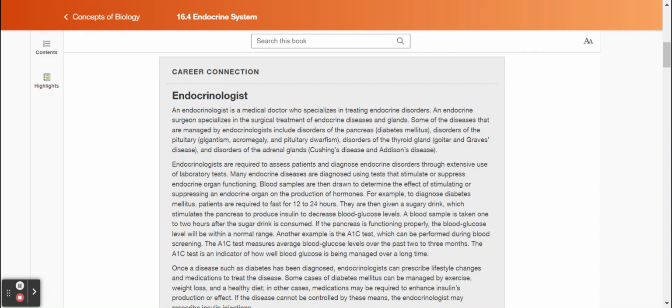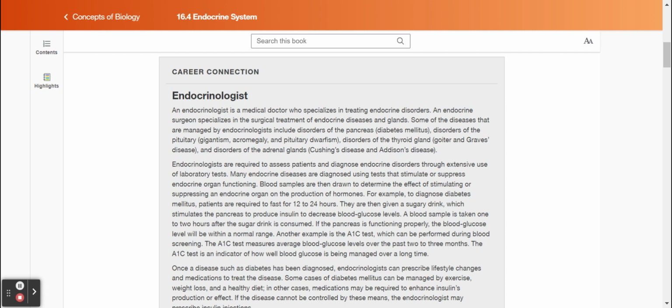Career connection. Endocrinologist. An endocrinologist is a medical doctor who specializes in treating endocrine disorders. An endocrine surgeon specializes in the surgical treatment of endocrine diseases and glands. Some of the diseases that are managed by endocrinologists include disorders of the pancreas, diabetes mellitus, disorders of the pituitary, gigantism, acromegaly, and pituitary dwarfism, disorders of the thyroid gland, goiter and Graves' disease, and disorders of the adrenal glands, Cushing's disease and Addison's disease.